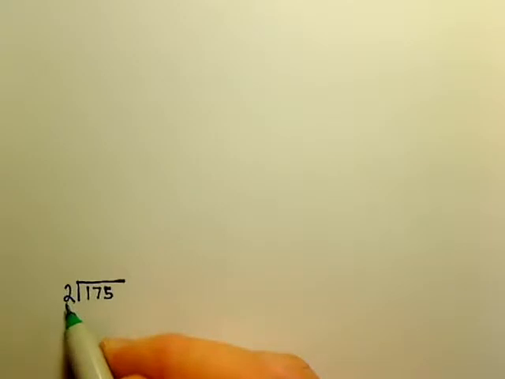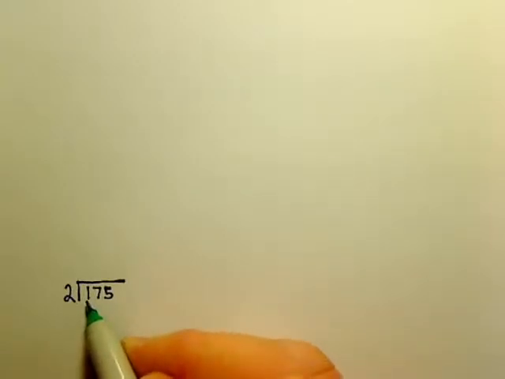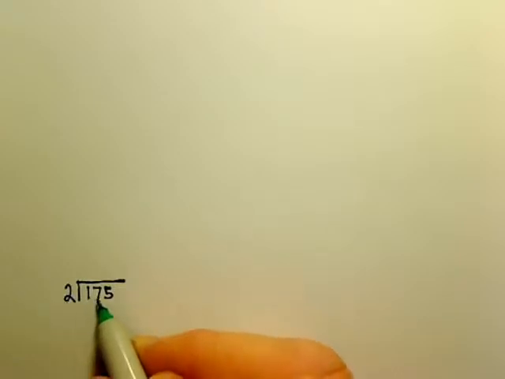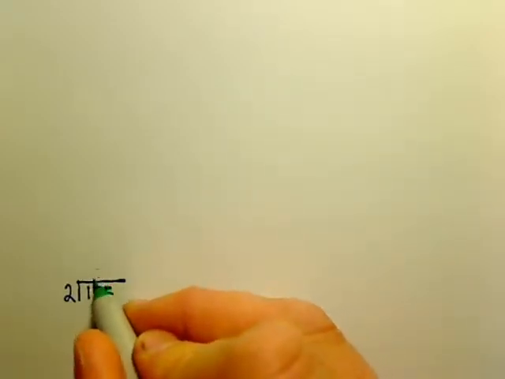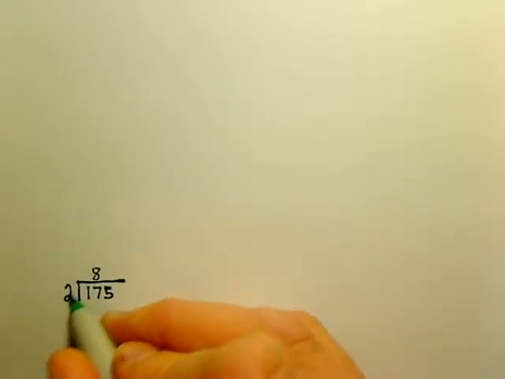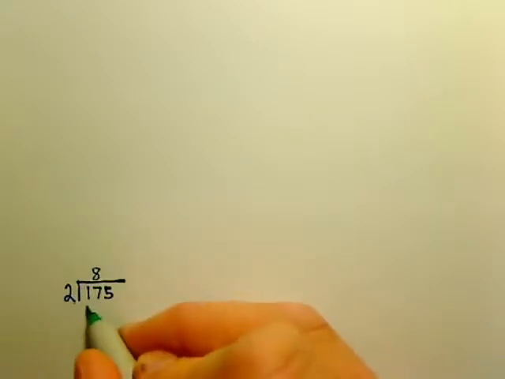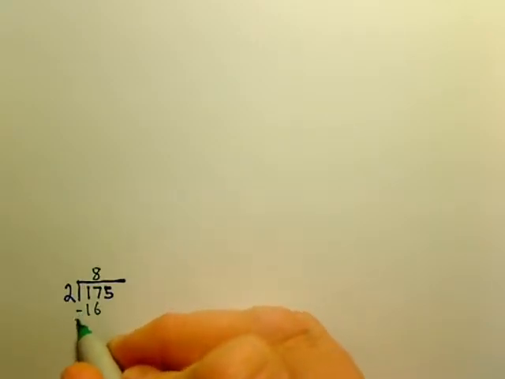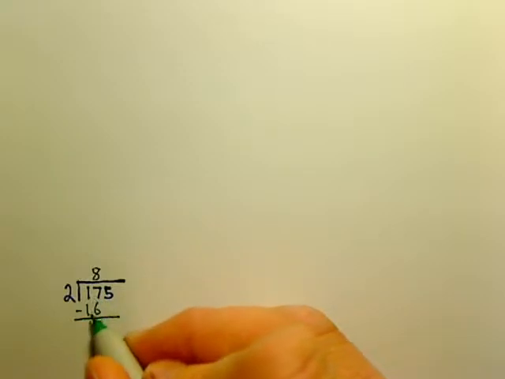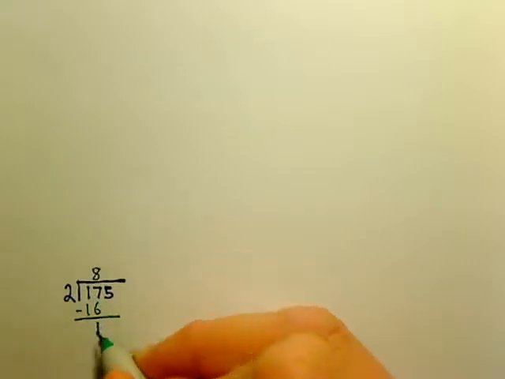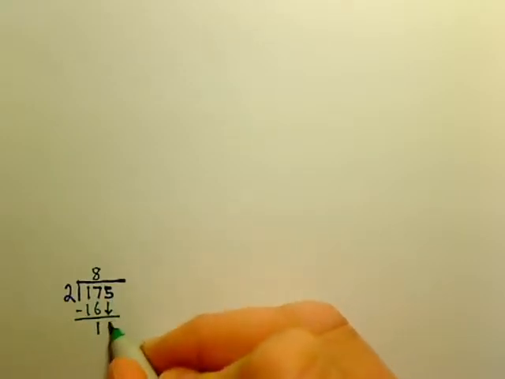Well, you kind of go, okay, 2 goes into 1. Well, it doesn't, so you go to the next one. Okay, 17. How many times does 2 go into 17? That's 8 times. Then you go 2 times 8. Remember, you multiply these two. It's 16, and then you subtract. 17 minus 16 is 1. And then remember, you bring down this 5.